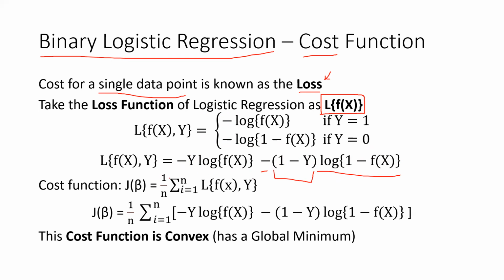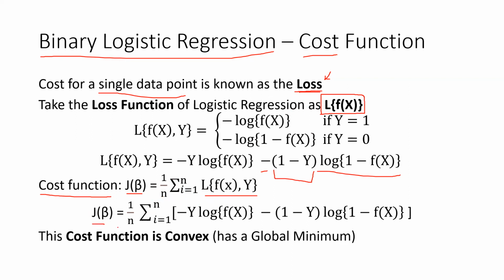This is for binary logistic regression. Remember, this is the loss function for binary logistic regression. For calculating the cost function, what is the cost function? J beta. Cost function means addition of all the losses for all the data points. For a data point, the error is known as loss. For all the data points, we call it the cost. So what we do is add all the loss values and take the average.